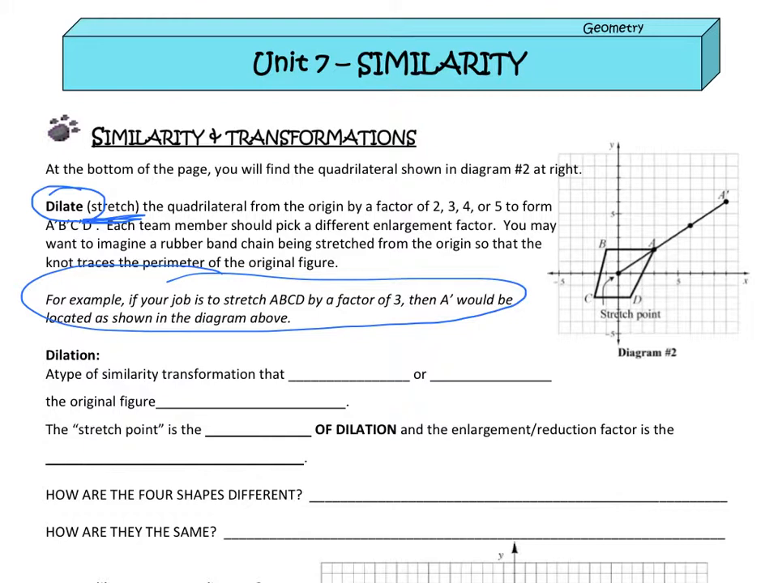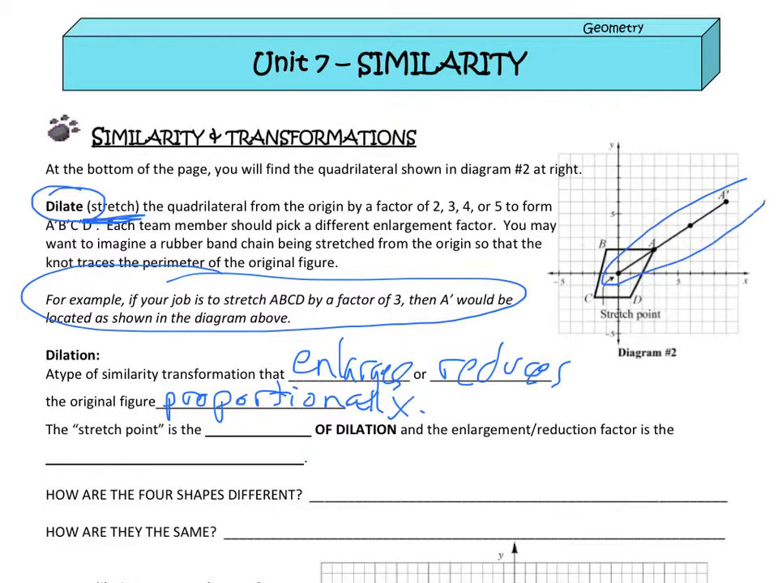A dilation is a type of similarity transformation that enlarges or reduces the original figure. The key word here is proportionally. That means that it's going to be the same proportion. If we dilated A 3 times, we're going to dilate B 3 times, C 3 times, and D 3 times. It's never going to be 1, 3, 1, 2. It's always going to be the same amount.